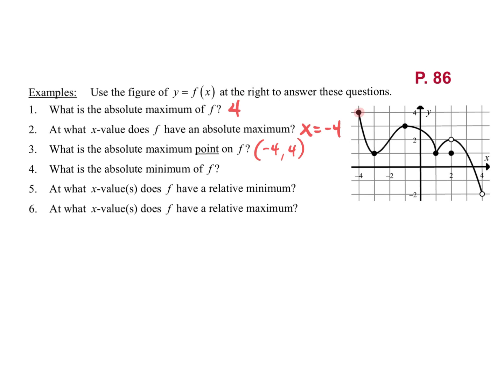Yeah. For 1, you'll be okay to write like f of negative 4 equals 4. Do you want to just go 1? No, that's fine. That's totally fine. You say y equals 4, f of negative 4 equals 4. They all mean the same thing. All right. Number 4, what is the absolute minimum?